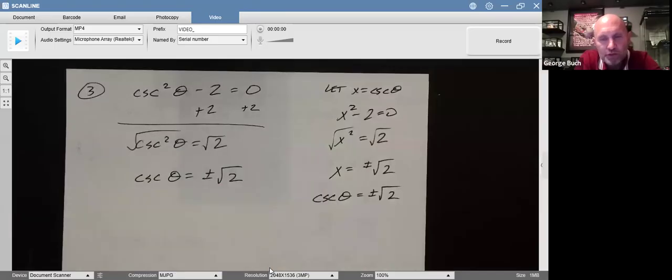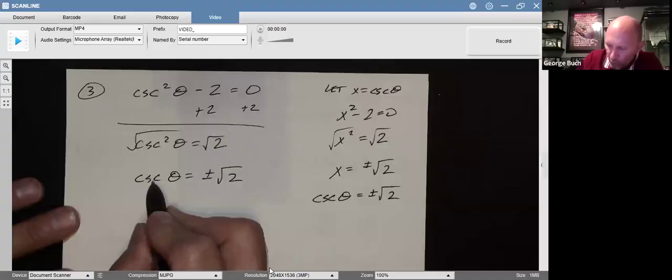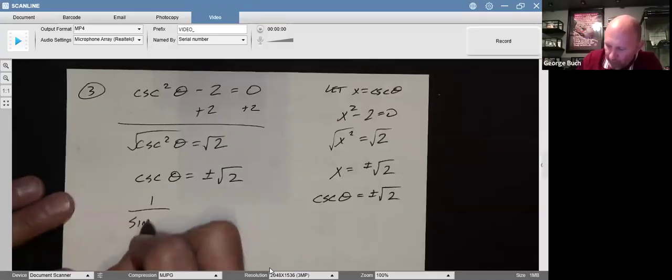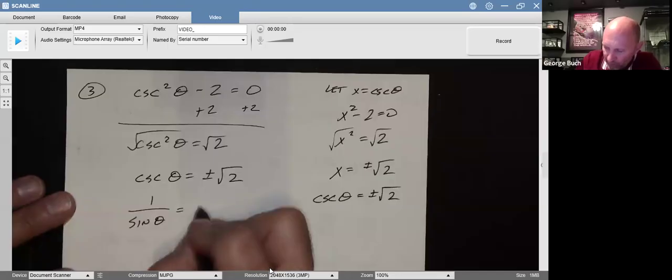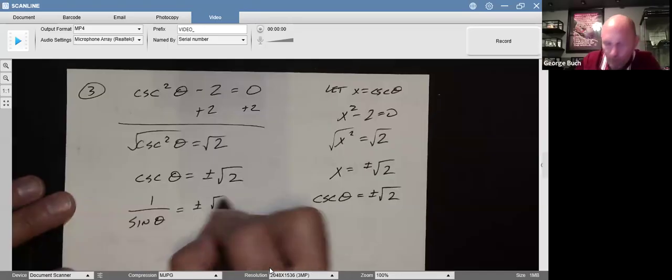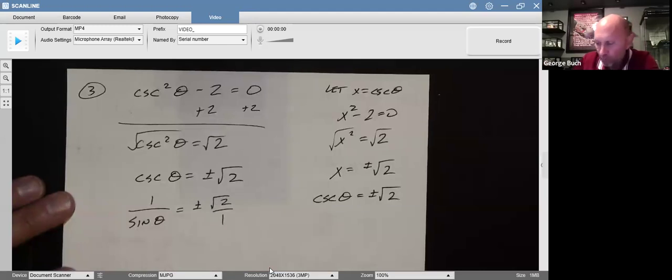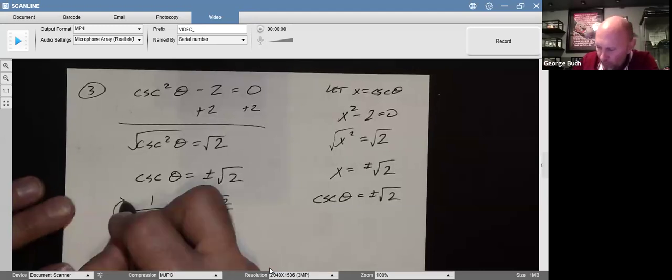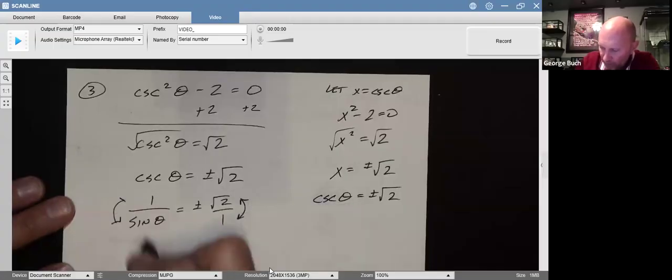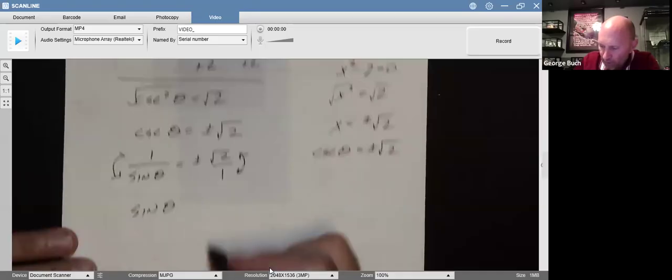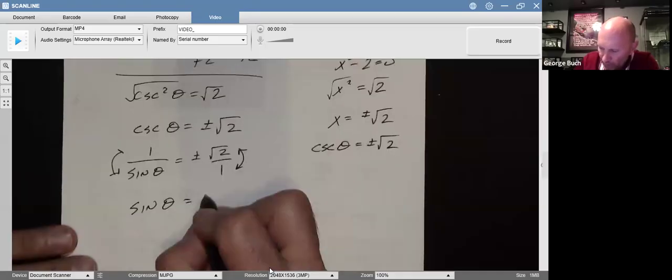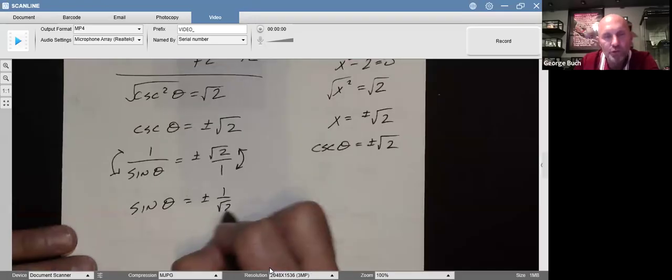Now, here's the issue for us. I know sine, cosine, and tangent on the unit circle, but I have no idea of my values of cosecant or secant or cotangent. But I know what? Cosecant is 1 over sine of theta. So that means 1 over sine of theta is plus or minus the square root of 2 over 1. So if I flip both sides, I get what? I get sine of theta on the left side is equal to, well, when I flip this, plus or minus 1 over the square root of 2.